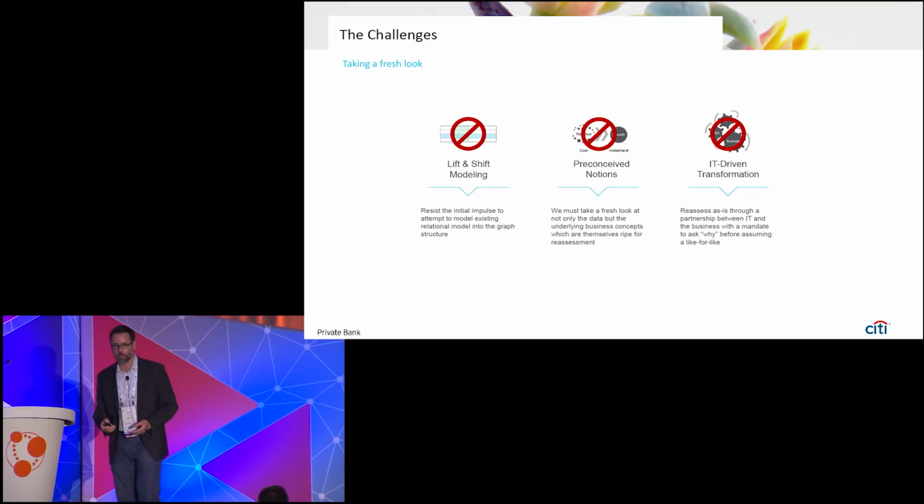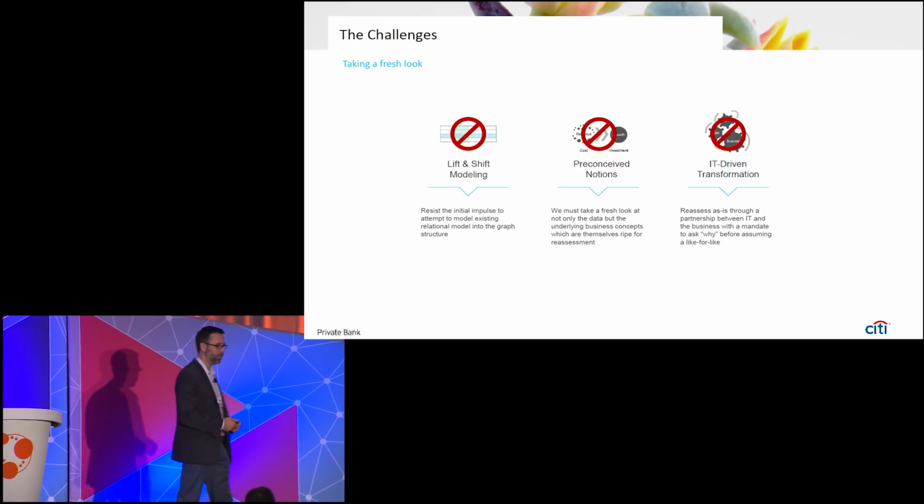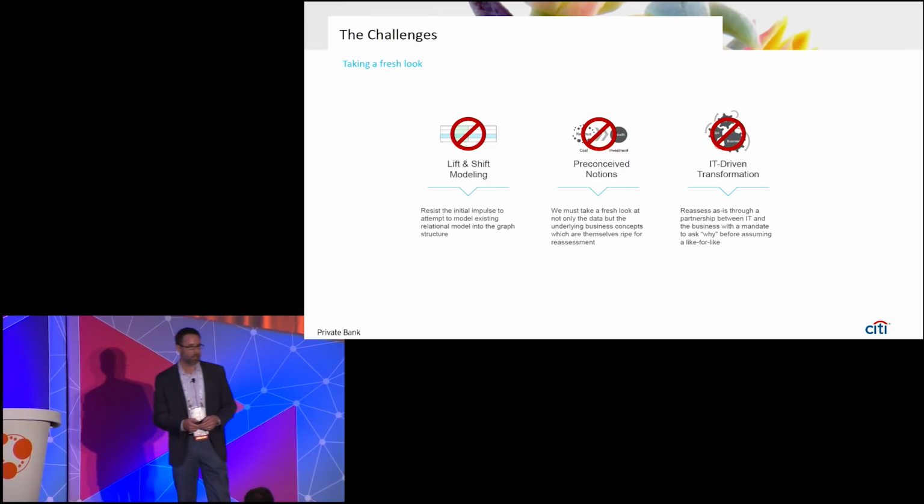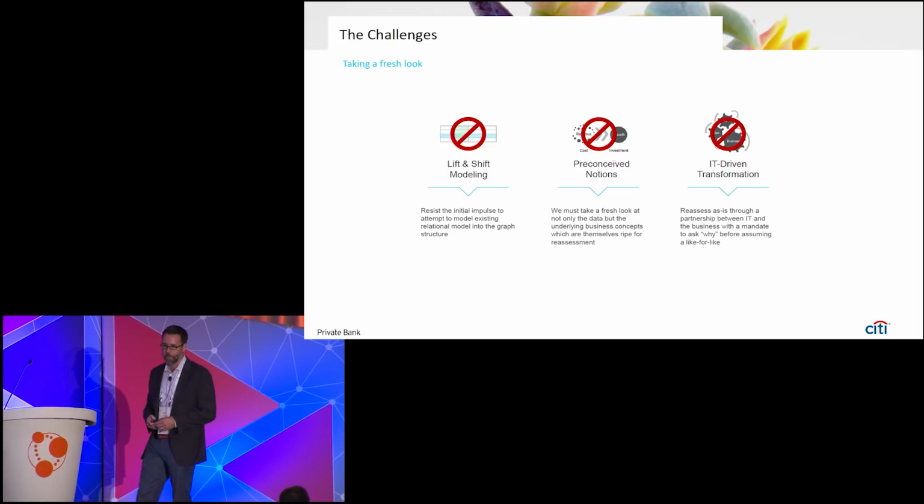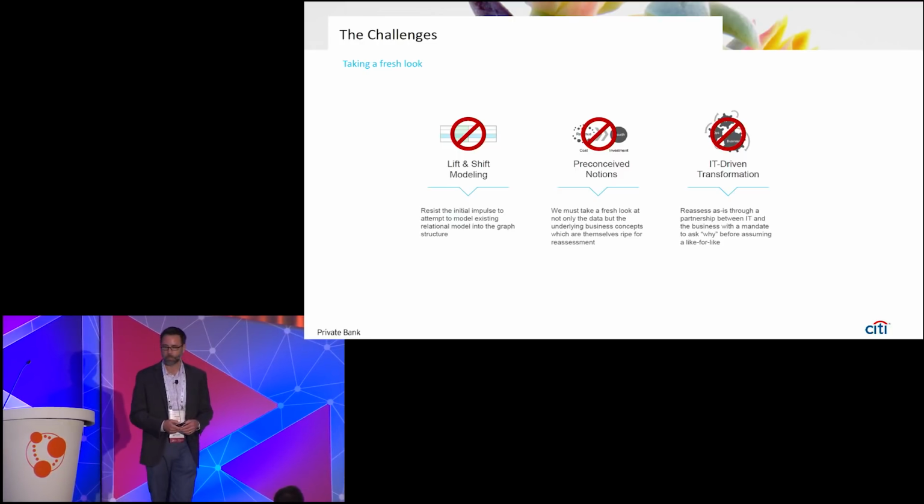Now, it's been a journey. Not my first interaction with Graph, but certainly never to this level of detail, not so directly. The same with my team. So we've had a lot of learnings along the way that might or might not be interesting. So first one, don't do lift and shift modeling. Right? Don't go into your relational database and try to shove it into a graph structure. It won't work. So you have to discard a lot of preconceived notions.